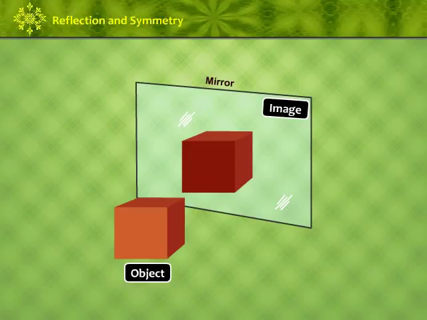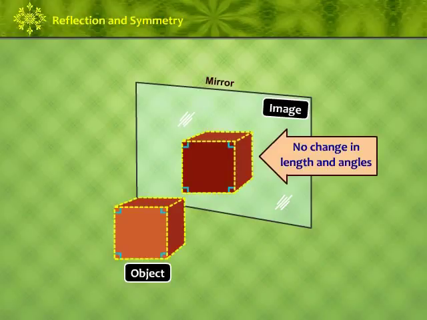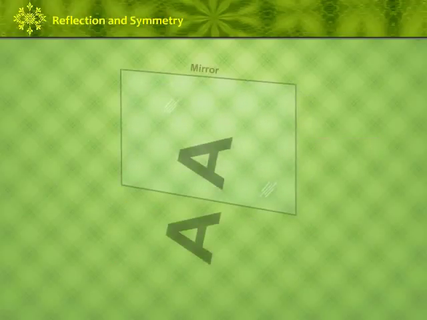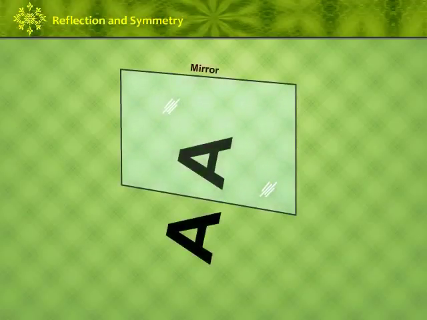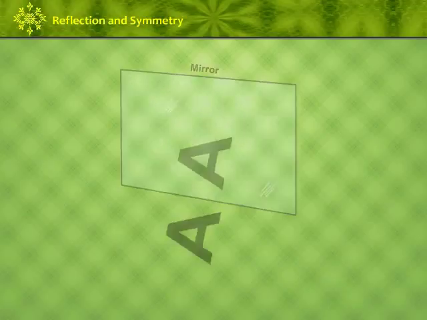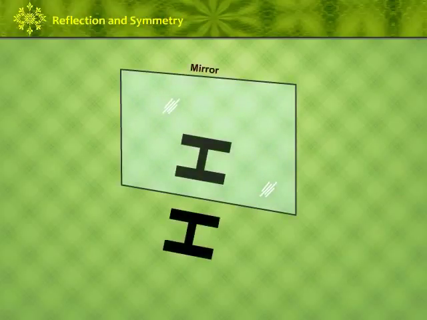Also, when an object is reflected, there is no change in the lengths and angles. That is, the lengths and angles of the object and the corresponding lengths and angles of the image are the same. But there are some letters which remain same in their mirror image. Let us try to see letter A in the mirror. We can see that there is no change in its mirror image. It does not look reversed or inverted. Try letter H. Amazing! Here also, we see the mirror image of letter H is the same.